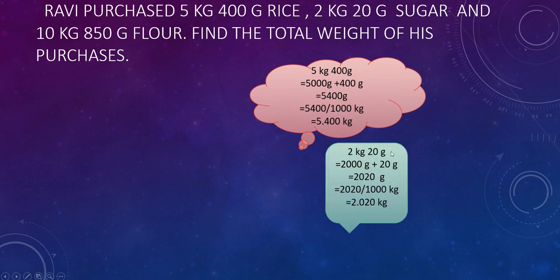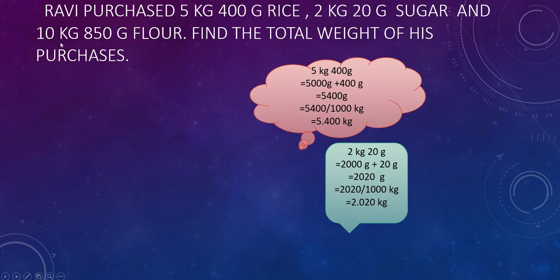Next target is 2 kilogram 20 gram. Again the same steps we are doing. First we convert kilogram into gram. You will get 2020 grams. And again gram to kilogram, divide by 1000. Three zeros in the denominator, so I need 3 decimal places here. So it would be 2.020 kilogram.